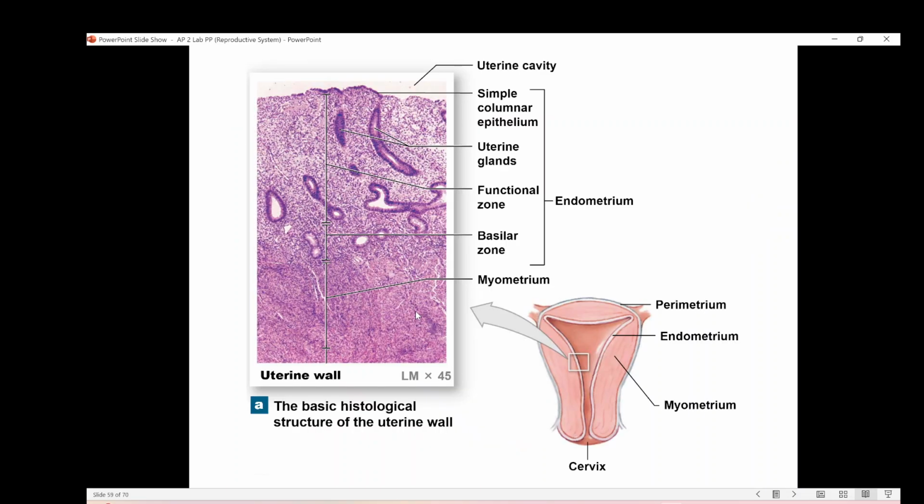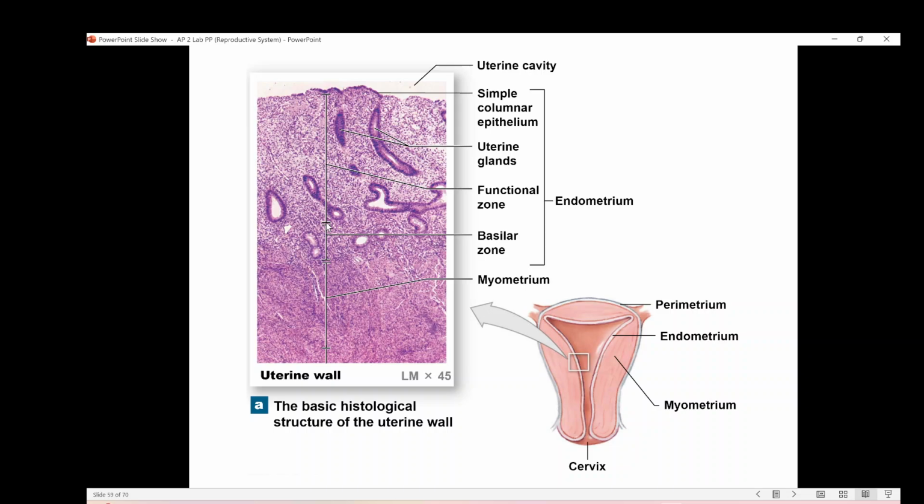So here's a picture that's showing us kind of a cross section. So here would be the uterine cavity. And we would have then all of this, to say about here, is the myometrium. I'm sorry, is the endometrium. Excuse me. This is the endometrium. Then this is the myometrium below it. But if you notice, the endometrium is divided into two parts.